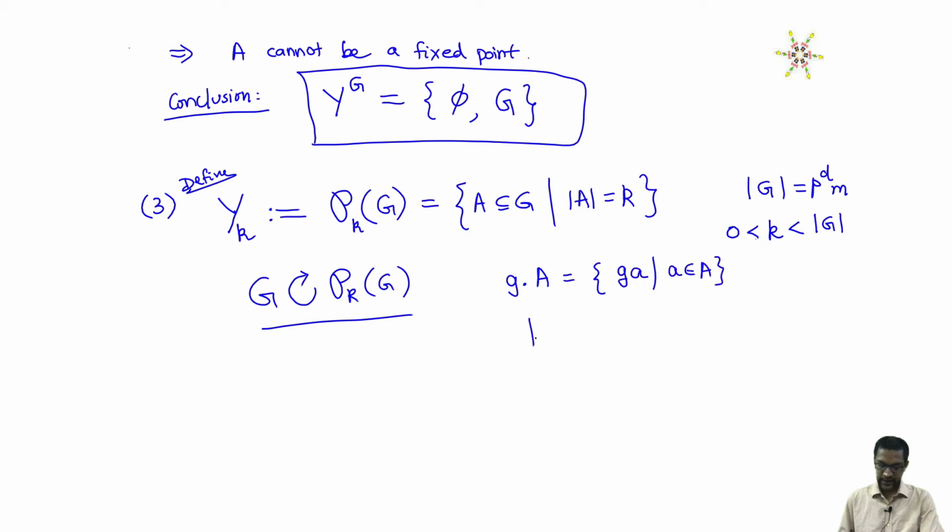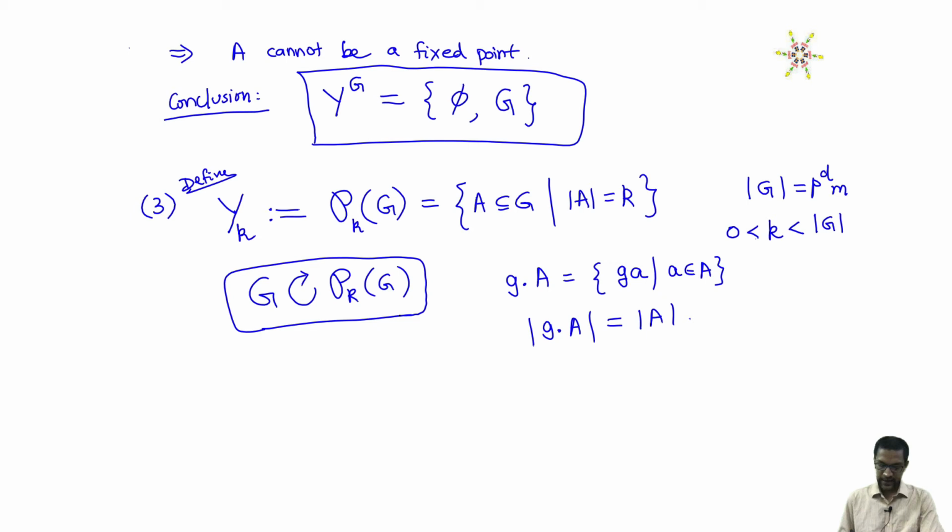And this new set of course has the same cardinality as the original set, because I've just taken element by element and acted on them by left multiplication by group element g. So this is just going to give me the original thing. Okay, so if the original set had k elements, the new set will have k elements also. So it will be another element of P_k(G). Okay, so what I have now is the action of a group on subsets of cardinality k.